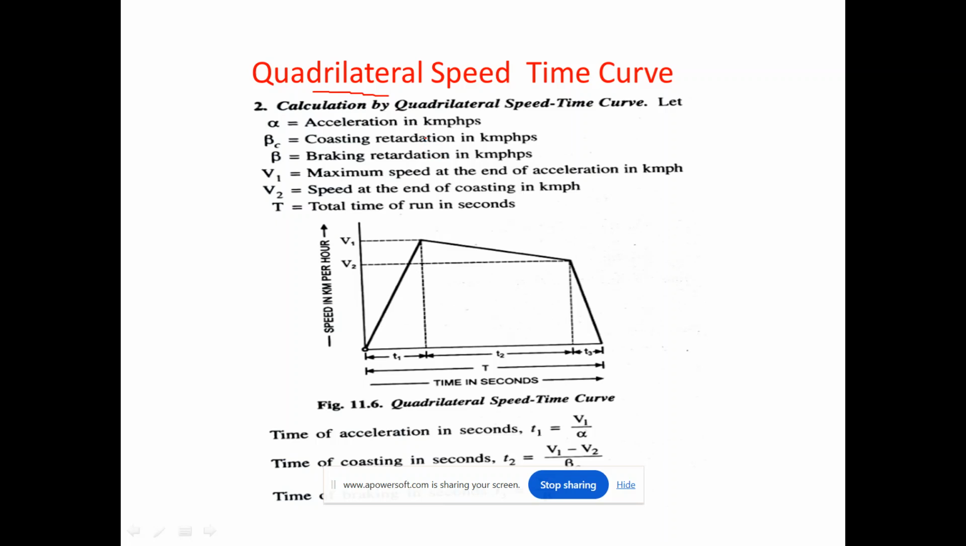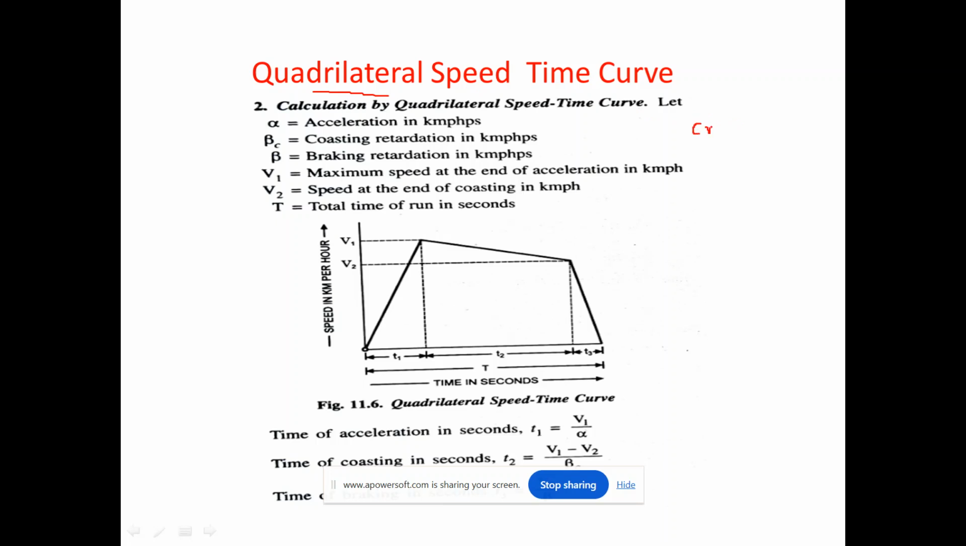to main service line speed time curve, and this is the second, the quadrilateral speed time curve. Now here also we have to find out the parameters. We have to find the equation, the main parameters. The first one is the crest speed.